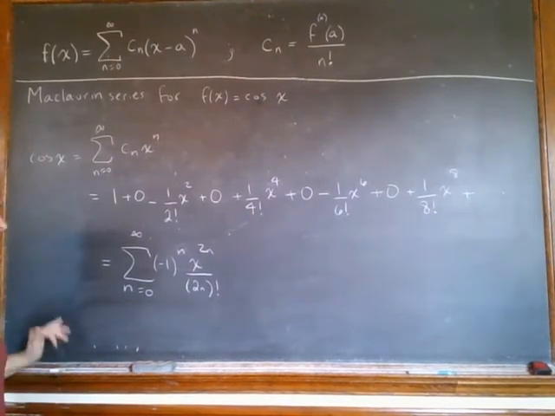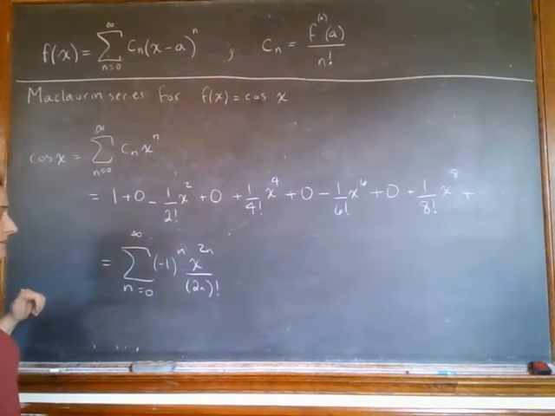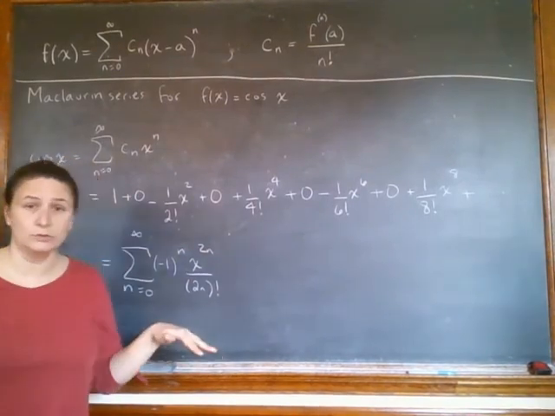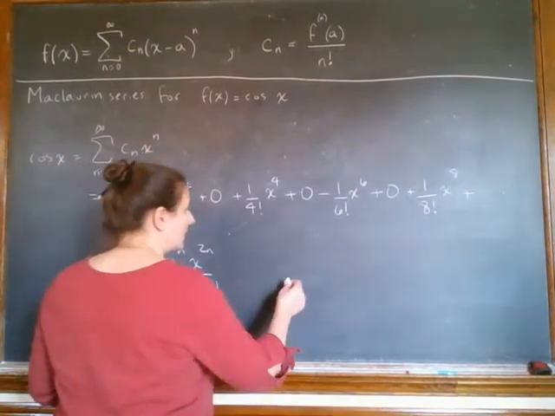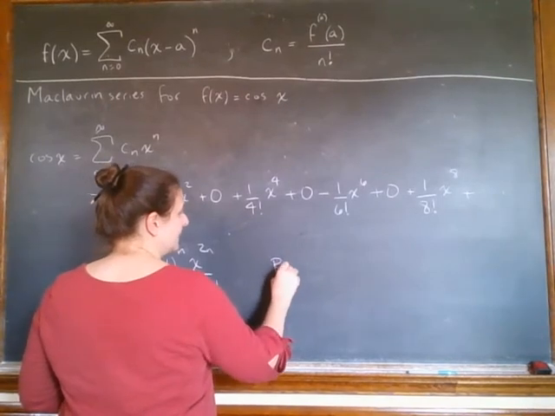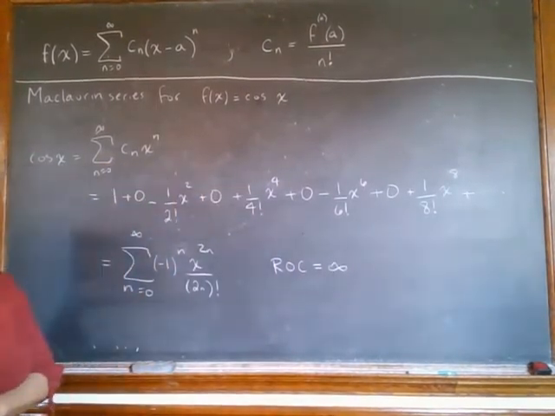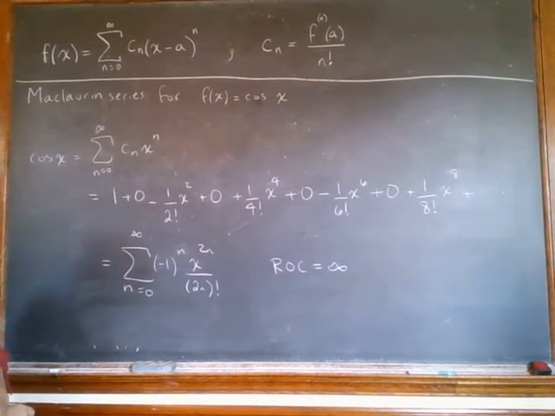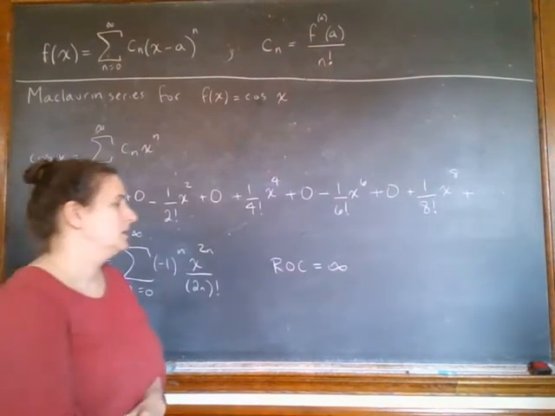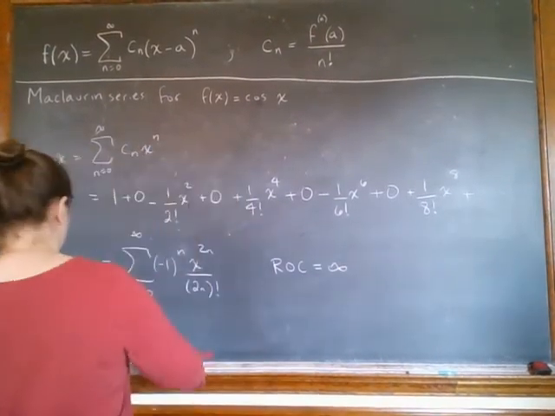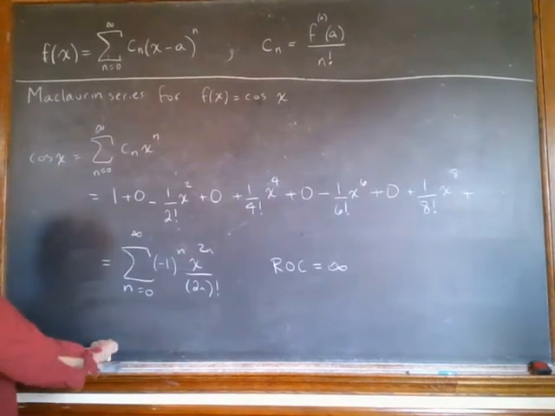And again, to check for the radius of convergence, you would do the ratio test, but I'm just going to cheat and tell you that the radius of convergence here is equal to infinity. I don't think we did this one. I think I'm going to do sine next. I think we did do sine somewhere, but anyway, here it is.